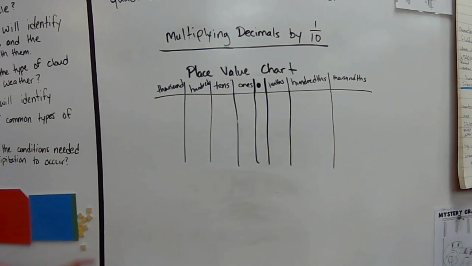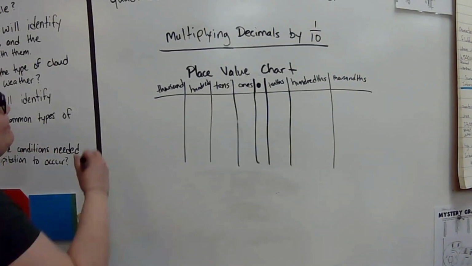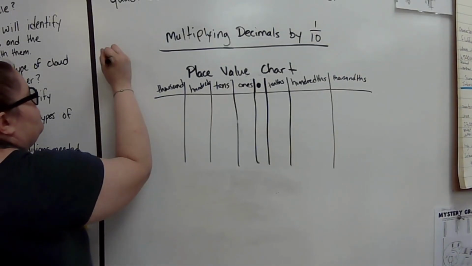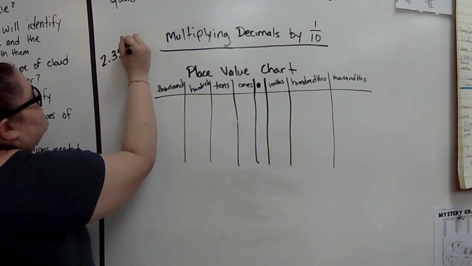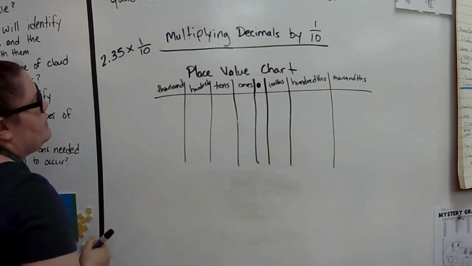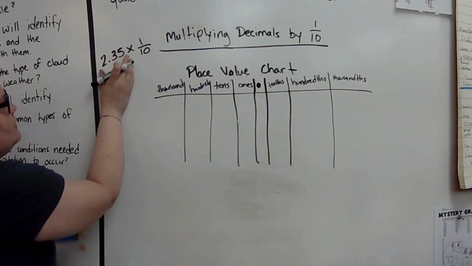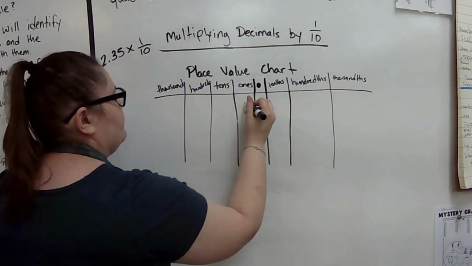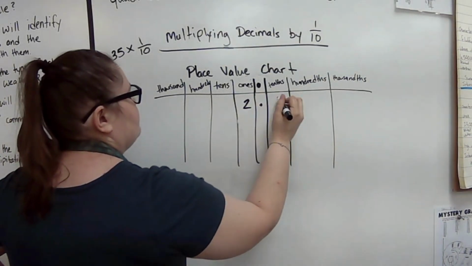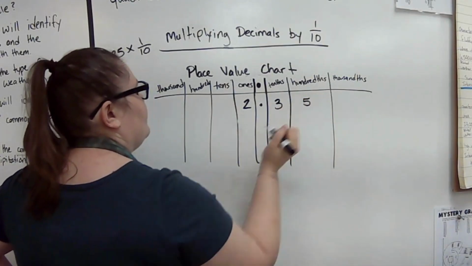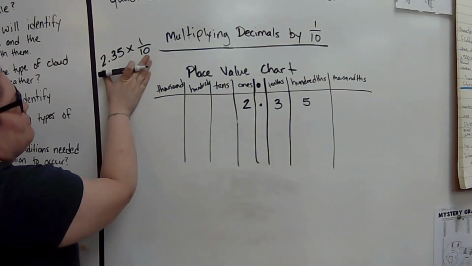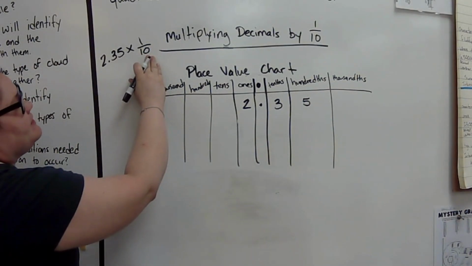Now let's take a look at multiplying decimals by 1/10. I'm going to start out with that same number, 2 and 35 hundredths times 1/10. I'm going to write my number inside of my place value chart, 2 and 35 hundredths. This time looking at my problem, I'm multiplying by 1/10.